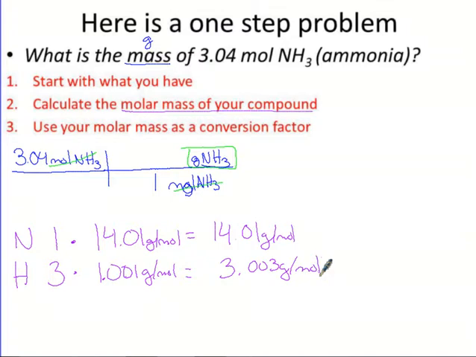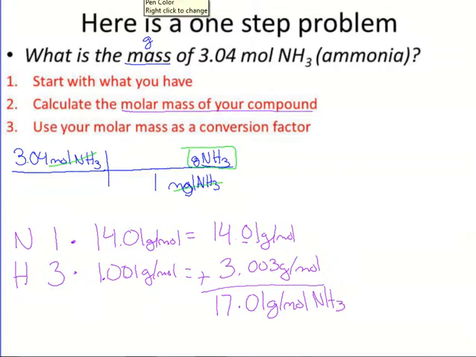Now remember our sig figs I'm adding here. I got my decimal places there, tens, hundreds. So I'm not going to worry about that 3 because that's as tight as I'm going to go. So add this together and I get 17.01 grams per mole NH3, ammonia. And then I can go ahead and bring that value, put it up in here.